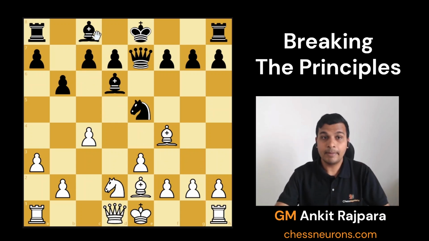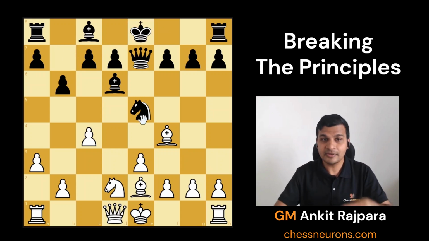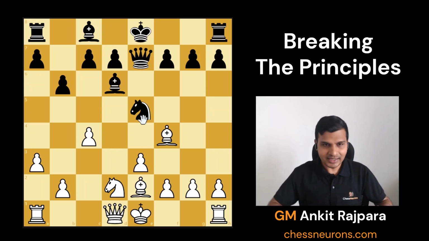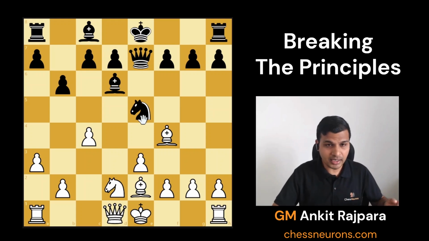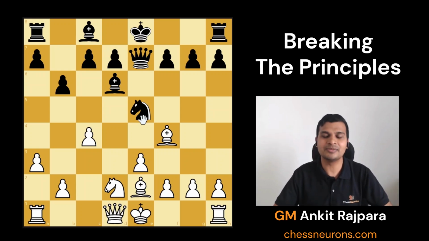So before black's able to complete the development, before black's able to make their king safe, can we actually try to do something? So once again, it doesn't mean that every time you break the principles, but you should not just follow it automatically, right? You should not be like, okay, I see my king in the center, let me just castle. No, we should try to be a bit flexible with this.